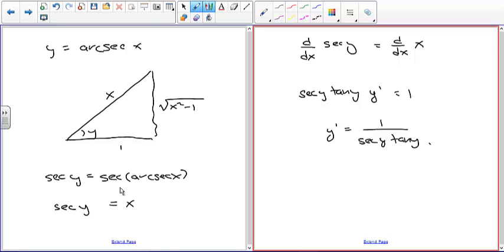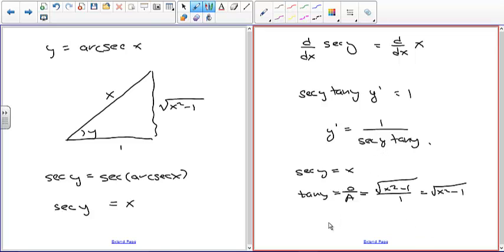So we go back to our original triangle. We actually already have the secant of y. I'm going to write these down. The secant of y equals x. And the other one we need is the tangent of y. And the tangent is going to be opposite over adjacent. So that's this divided by that. Or just the square root of x squared minus 1.